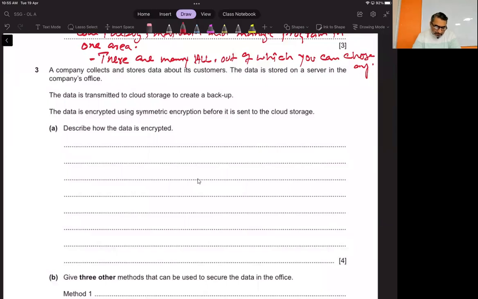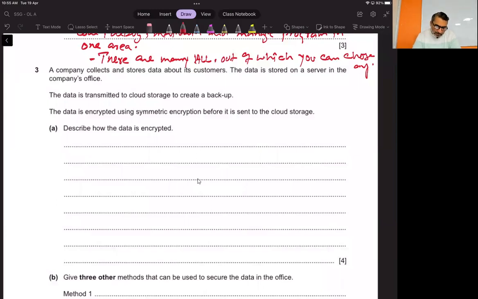The data is transmitted to cloud storage to create a backup. You know what cloud is? Google Drive, OneDrive, Dropbox, they all are clouds. Cloud is the server which, after the subscription, allows you to put your file there. So they are always in the server, over the cloud, in the internet, and whenever you like, you can access them. We are all habitual with it. So cloud is something very common nowadays.